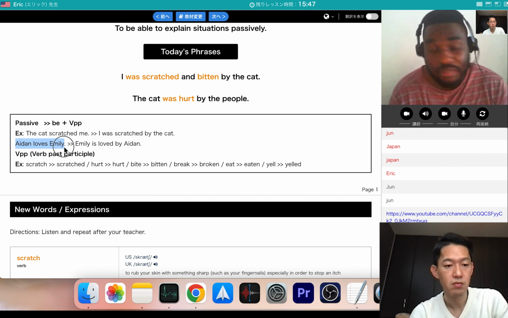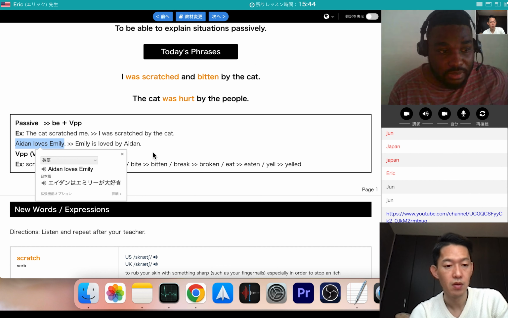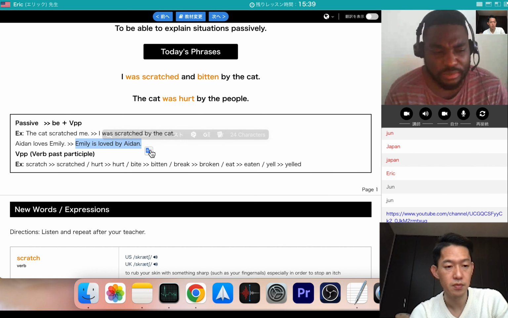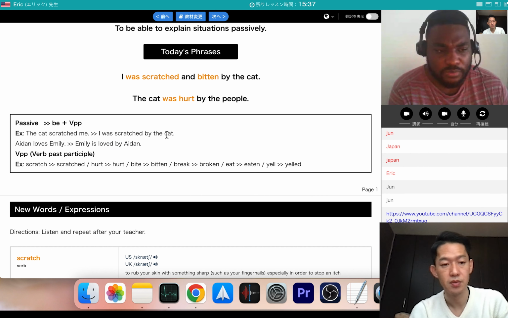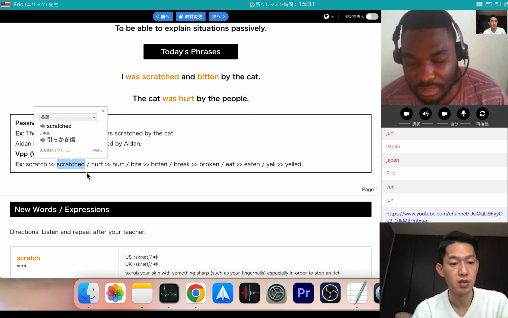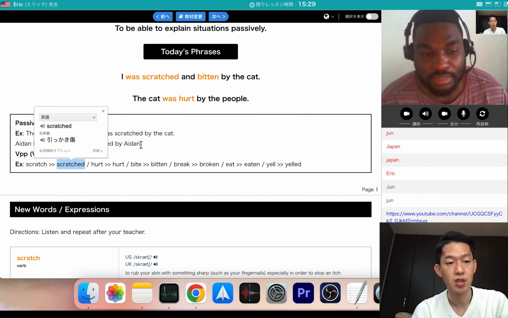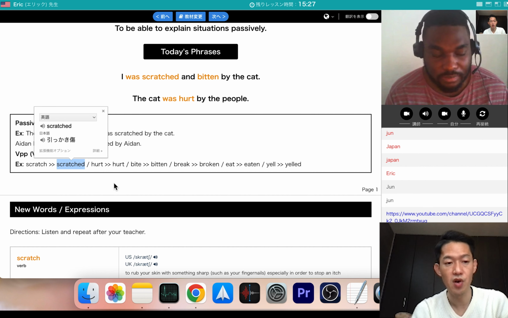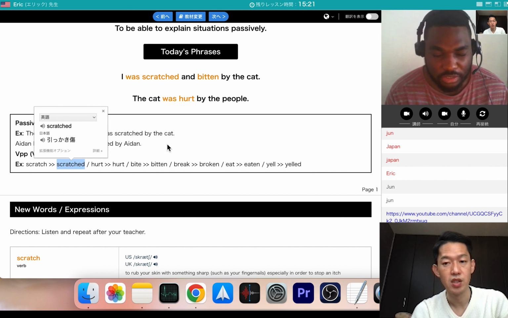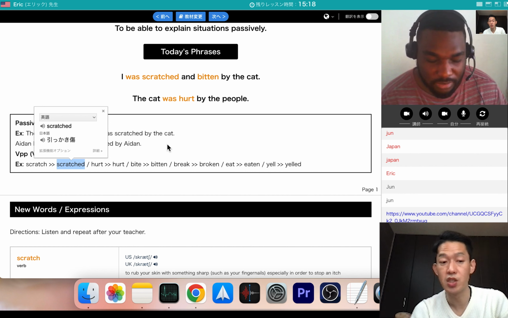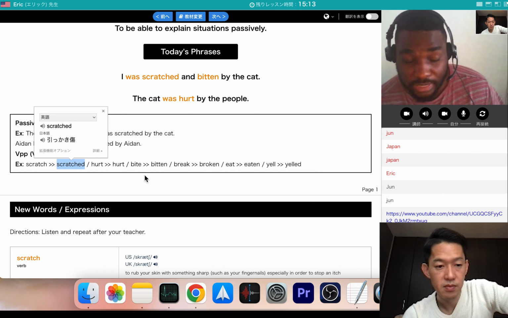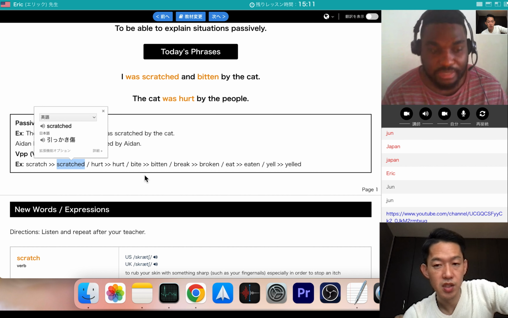Let us go and learn some of the new past participles of the verb. Please repeat after me also once. Scratch, scratched. Scratched. Scratch, scratched.